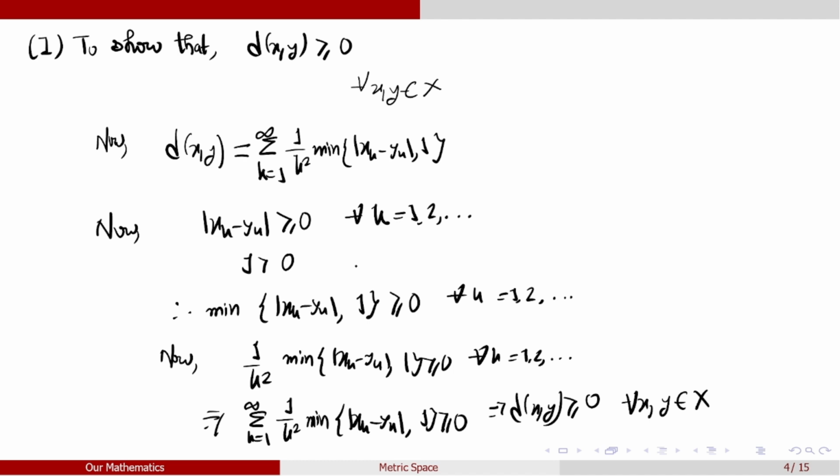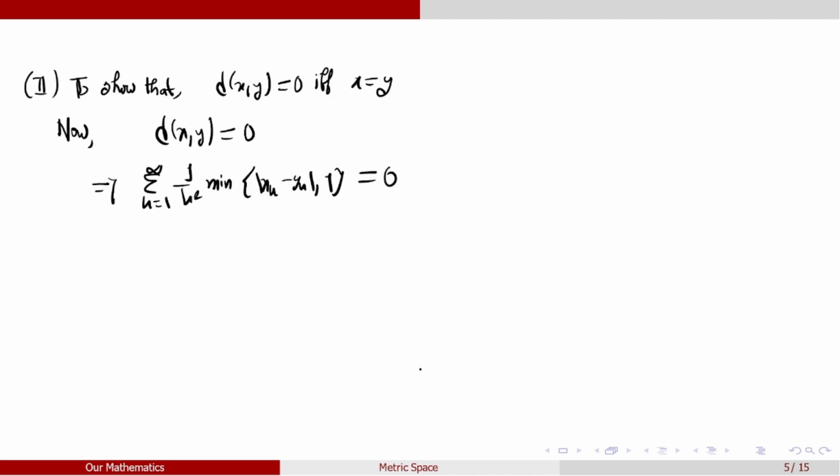And from the previous property we have seen that each summand in this infinite sum is non-negative, and if the summation of non-negative terms is 0, that means each term individually has to be 0. This is the only possibility. Alright, so this means what? This means 1 by k square minimum of |xk minus yk|, 1 is equal to 0 for all k. Now we will write that.